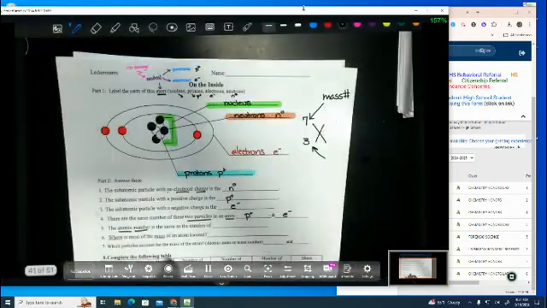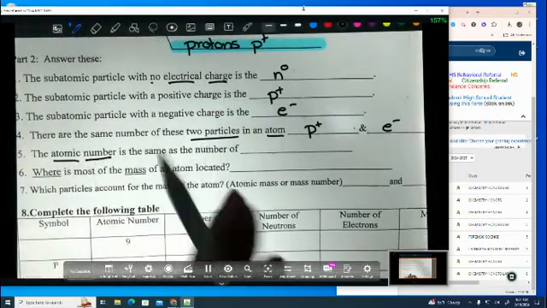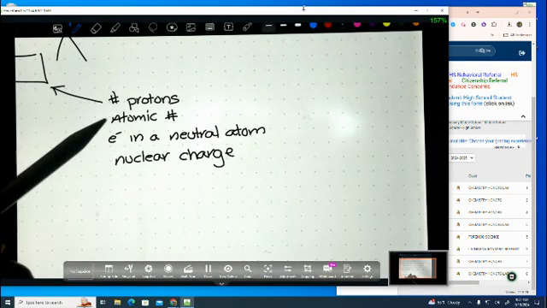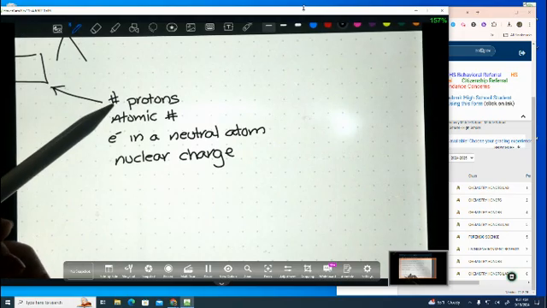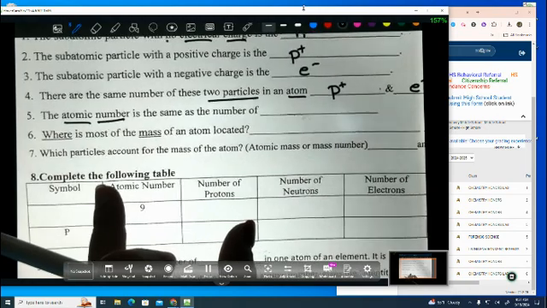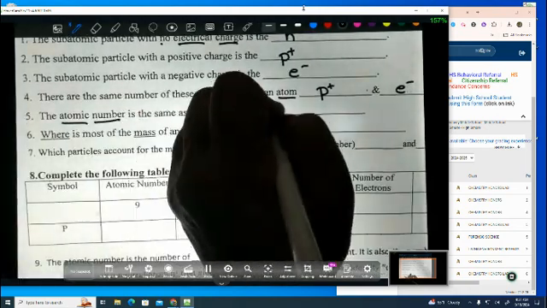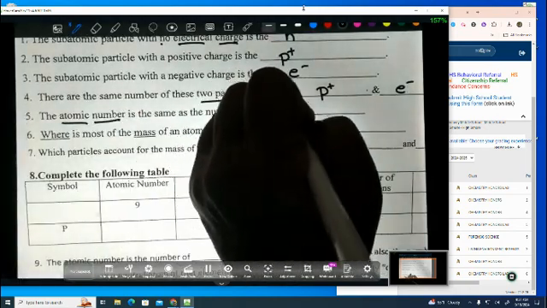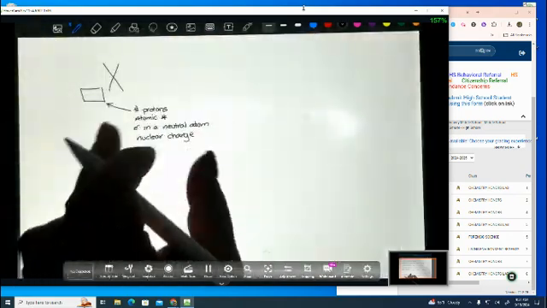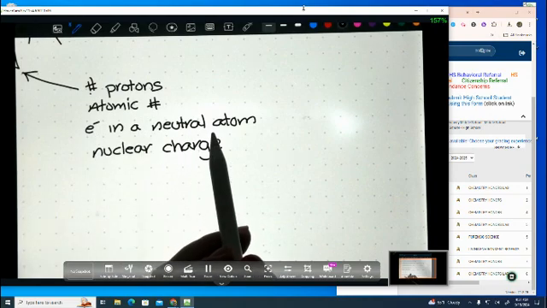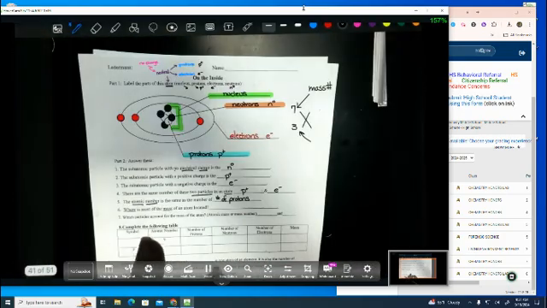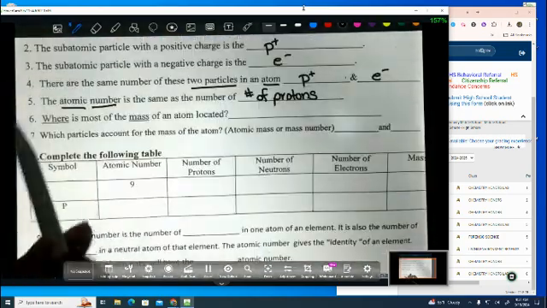Let's go back to that question. It says the atomic number is the same as the number of protons. Good. Say it like you mean it. Even if you're wrong, trust me, nothing's going to happen to you. Okay, so the atomic number is the same as the number of protons. It's also the same as the number of electrons if it's a neutral atom, the atomic number, and the nuclear charge. And just remember the nuclear charge is always going to be positive.